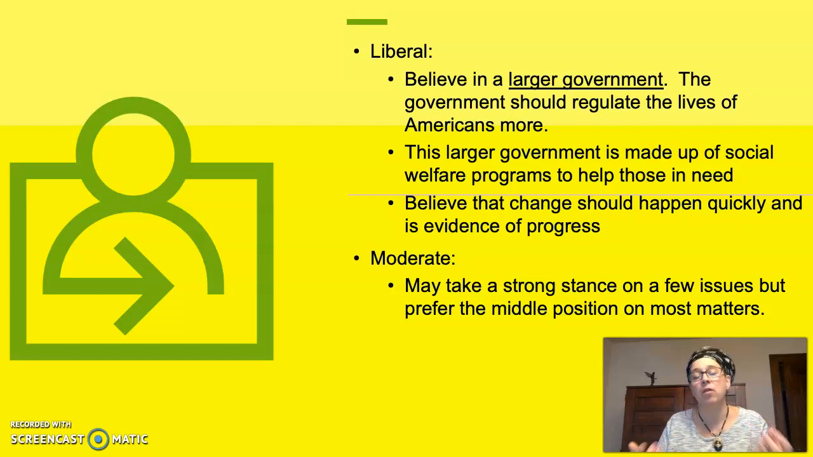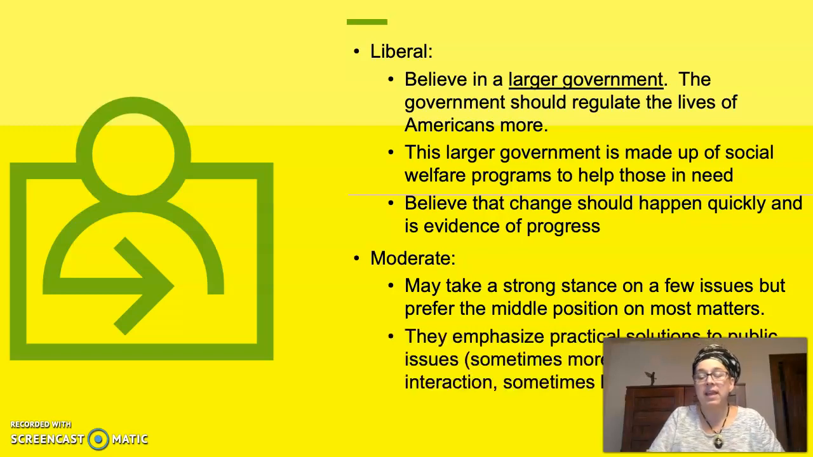They may think, of course, we need to have some safety net in our society to catch people that need a little bit of help. They emphasize practical solutions to public issues. Sometimes it's more government interaction, sometimes it's less. So that makes sense. A moderate is right in the middle of this political spectrum. Okay? And on the next page, we're going to see the dynamics of the spectrum.